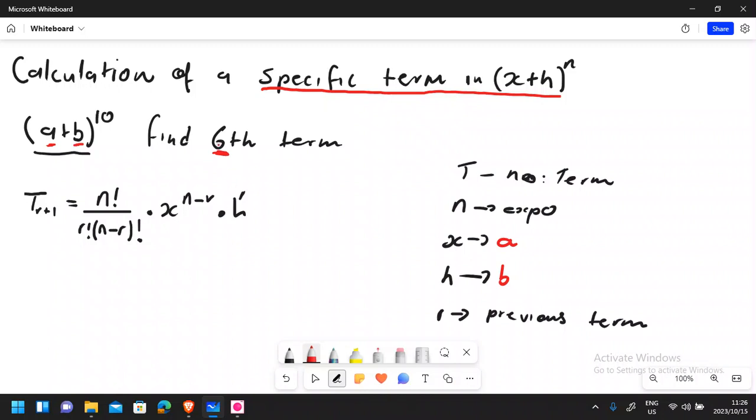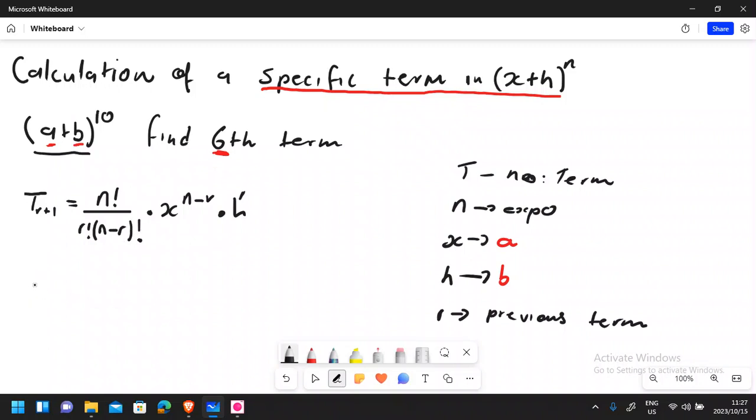So what is the previous term here? The previous term here is 5. So in this case, r is going to be 5. Basically, that's what r is. So if we had to solve this problem here using this, meaning we have to substitute here.